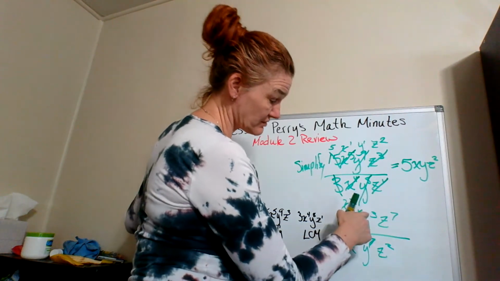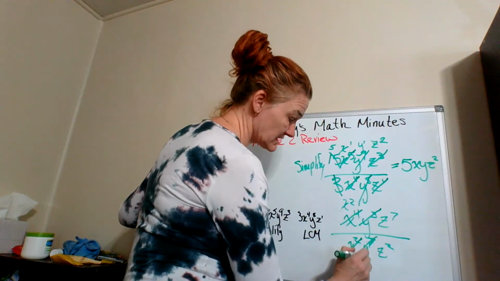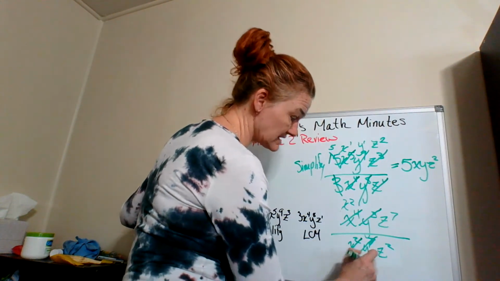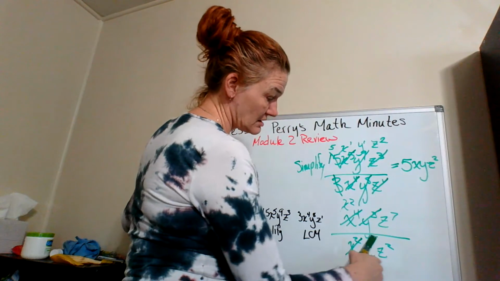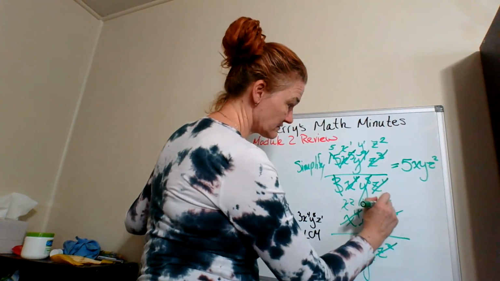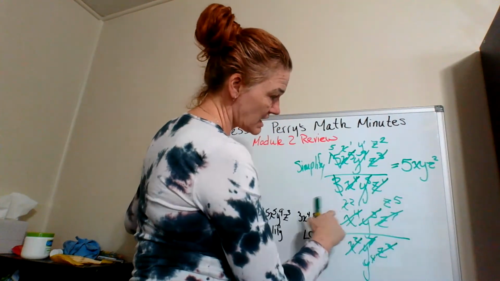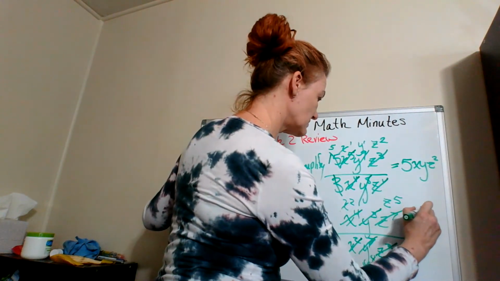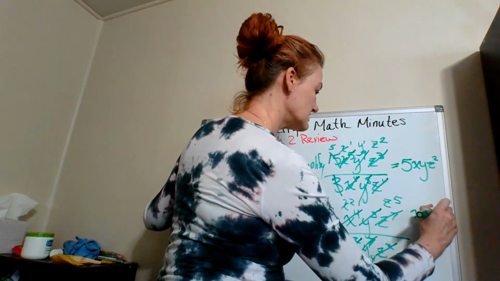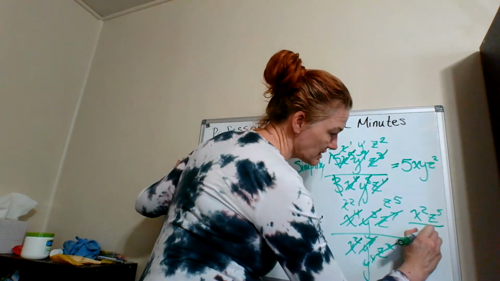Now, this one I have 3 in the top and 7 in the bottom, so these are going to end up down here, and I have 4 y's left at the bottom. So there's 2 here, 7 up there. That's going to leave me with 5. So all I have left in the top is this x squared, z to the 5th. But I still have this y to the 4th in the bottom.